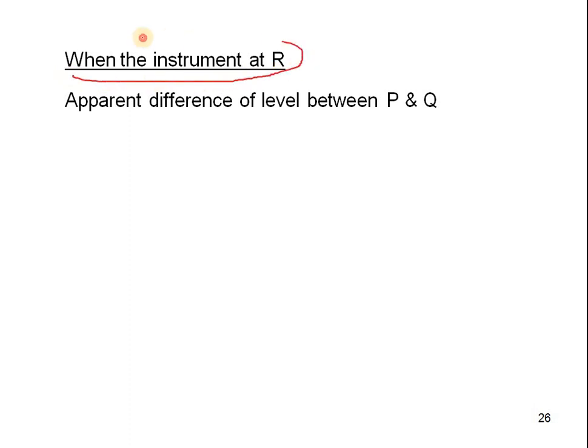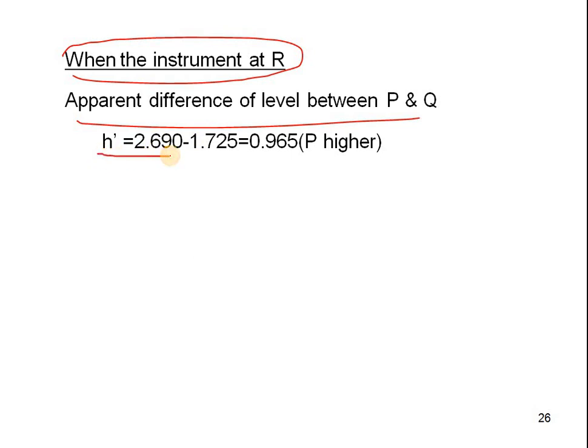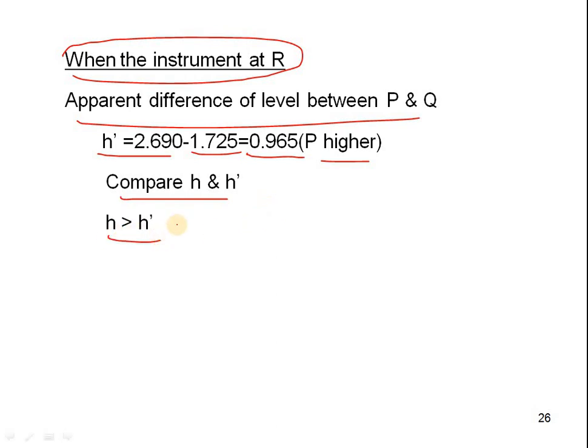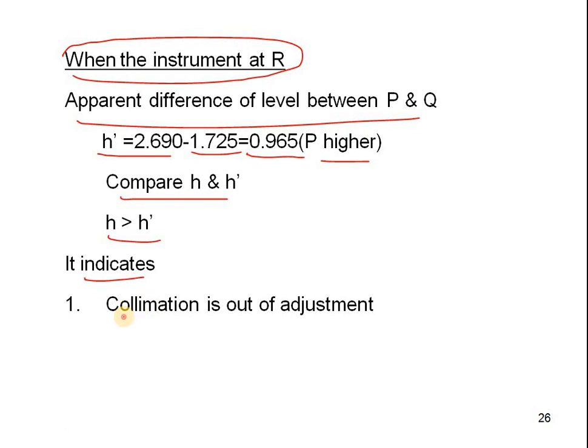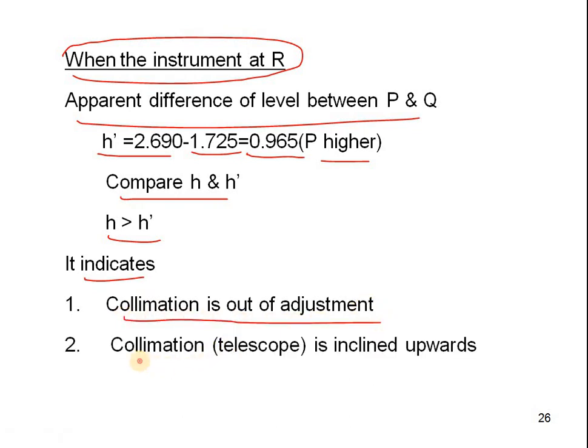Next, when the instrument is at R, the apparent difference of level between P and Q is H dash equal to 2.690 minus 1.725, then we get 0.965. It is also P higher. Compare H and H dash: H is greater than H dash. So it indicates that collimation is out of adjustment. The collimation of the telescope is inclined upwards. So in this way we can know the line of collimation is inclined upwards, and that's why the collimation is out of adjustment.